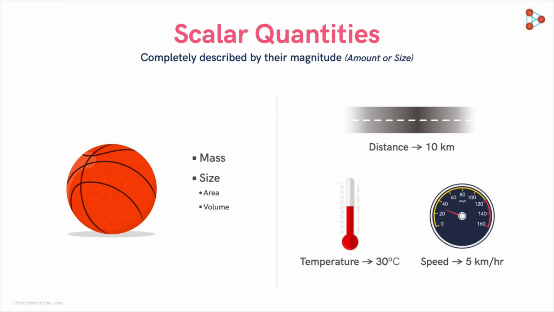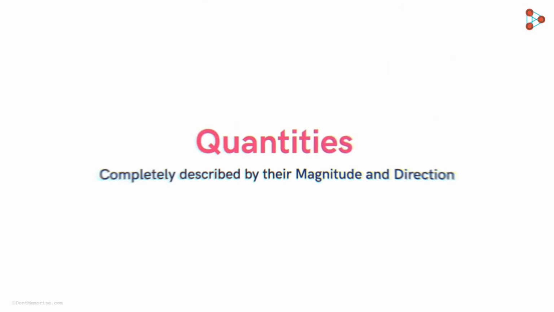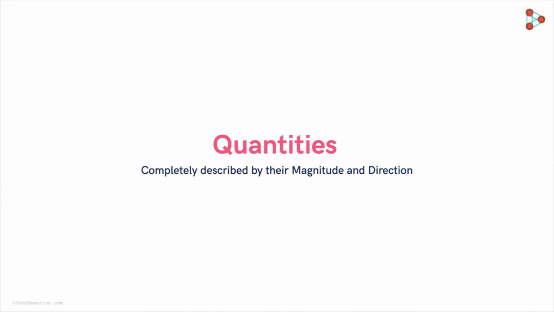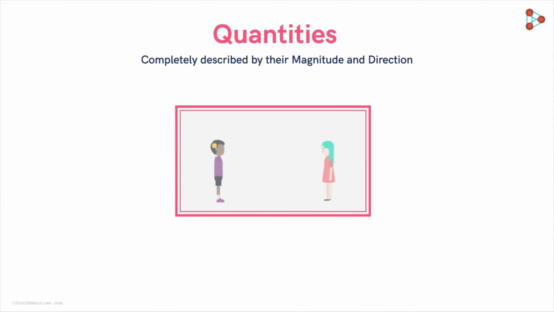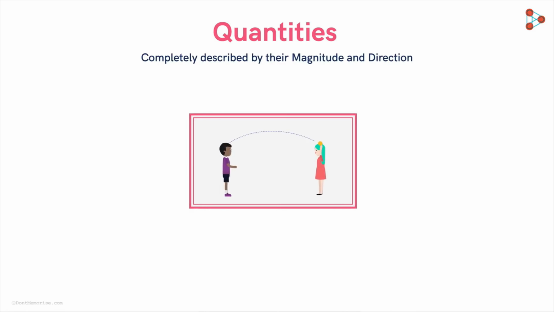But sometimes, to completely describe a quantity, we need to specify its direction too, along with its magnitude. For example, let's say you want to throw a ball towards your friend. For this, you not only have to decide how hard you have to throw the ball, but also in which direction you have to throw it. That is, how much force to apply and in which direction.